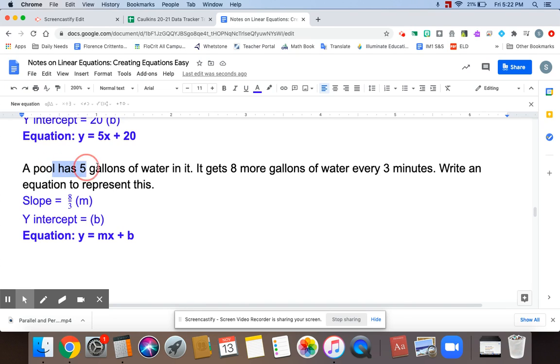Well, it says the pool just has 5 gallons, so it's starting with 5. So now when I make my equation, y equals the m, the slope is 8/3, and then x plus my 5, which is my starting amount. So that's the equation for this situation.